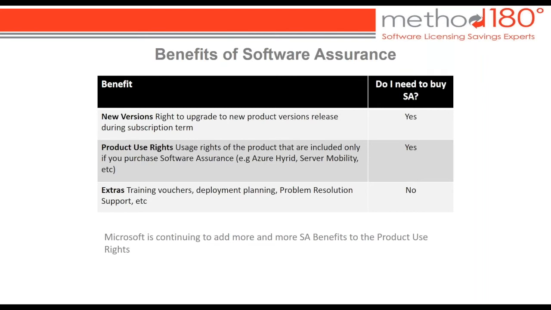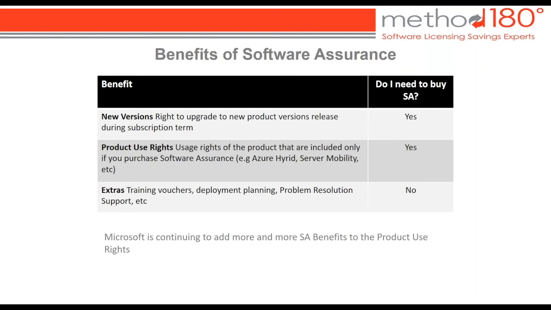The other reason to look at it is whether there is something embedded in the product use rights that would necessitate me having software assurance. With Windows Server, the only one is that Azure hybrid right, because server mobility, although I put it here, is not available for Windows Server. So you have to look and see, is there something embedded in there that I could make use of? Maybe if I am putting some instances in Azure, it might make sense. But if I'm putting them in AWS, I can't use it, so it doesn't make sense. It depends on looking at that.